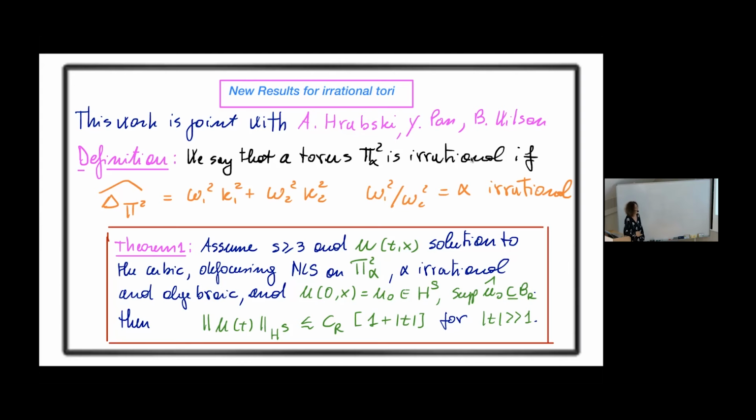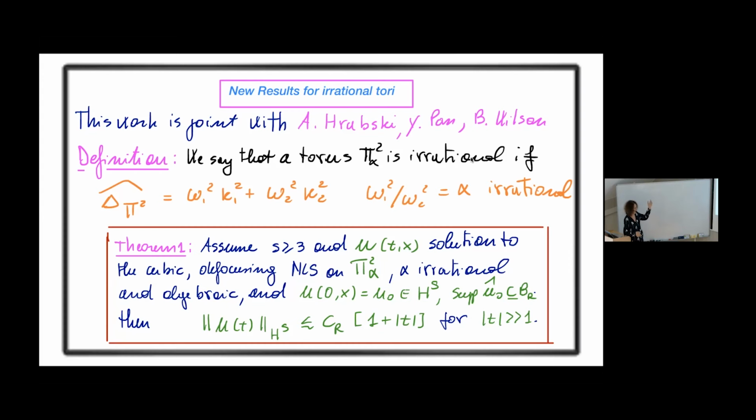So the main theorem that I want to mention is the following. Assume s is greater than 3 and u is the solution of the cubic defocusing NLS on this irrational torus, and the torus is really irrational. Think of alpha to be square root of 2. That's saying that alpha is not just irrational, but needs to be far from being a fraction, which tells you that this is the complement of the results of Bourgain and Giuliani.